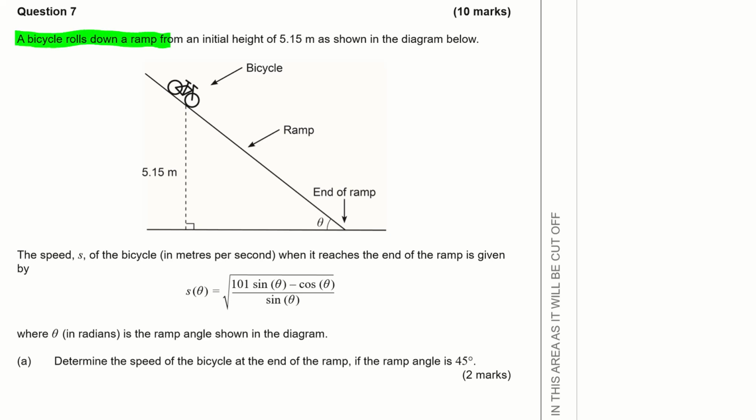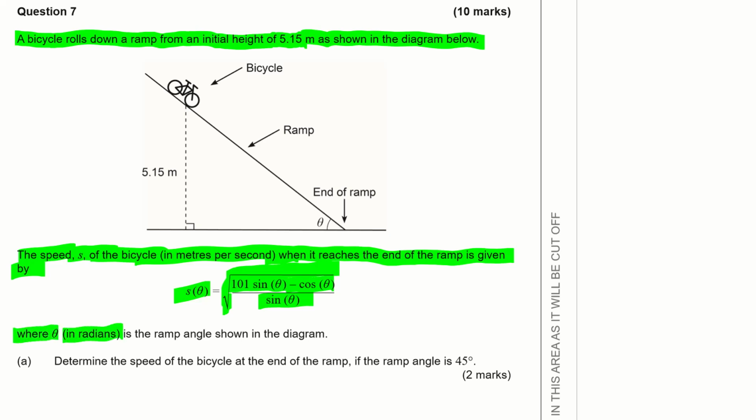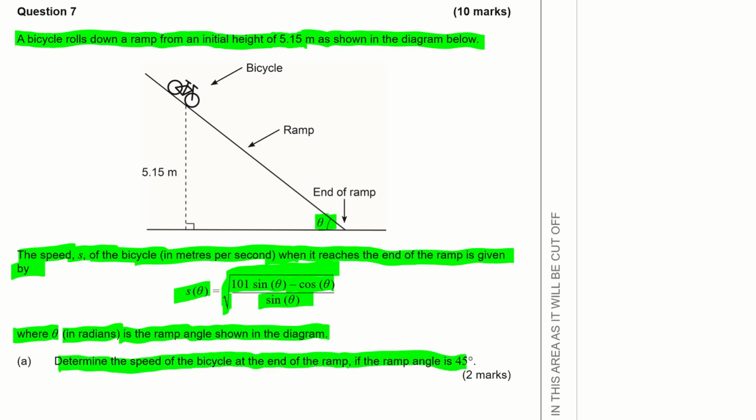A bicycle rolls down a ramp from an initial height of 5.15 meters, as shown in the diagram below. The speed, s, of the bicycle in meters per second, when it reaches the end of the ramp, is given by s of theta is the square root of (101 sine theta minus cos theta) divided by sine theta, where theta in radians is the ramp angle shown in the diagram, which is just here. Determine the speed of the bicycle at the end of the ramp if the ramp angle is 45 degrees.